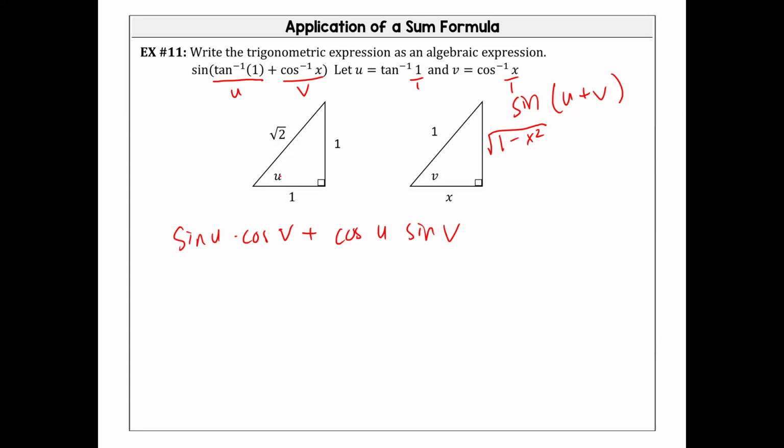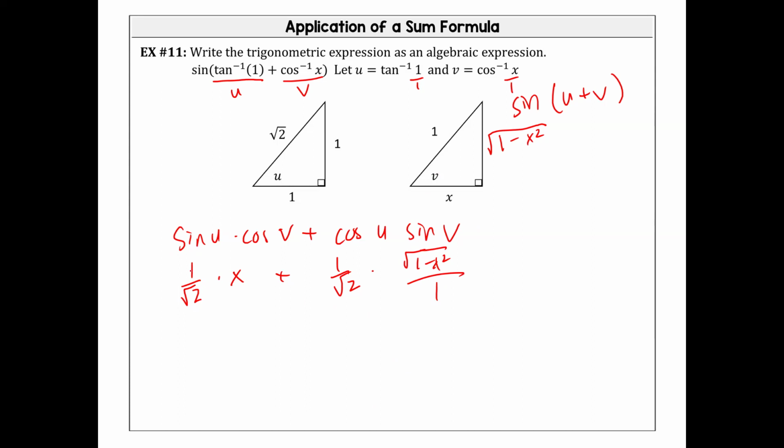All right, sine of u. So I'm going to go to u. Its opposite is 1. Its hypotenuse is square root of 2. I'm going to go to cosine of v. Its adjacent is x. Its hypotenuse is 1. So it's just x. Cosine of u. Its adjacent is 1. Its hypotenuse is square root of 2. We'll clean it up in the end. Right now you can. Sine of v. Opposite is square root of all over 1.